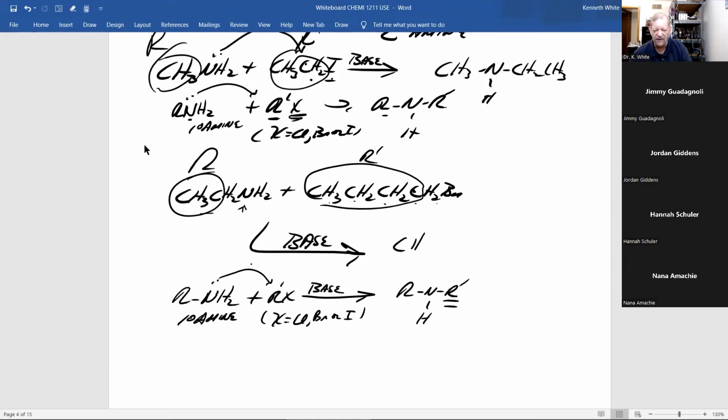So I have 2 carbons, nitrogen, and 4 carbons. There are 3 bonds to nitrogen. And I put a hydrogen there, and I'm done. And we made N-butyl ethylamine, or ethyl N-butylamine.